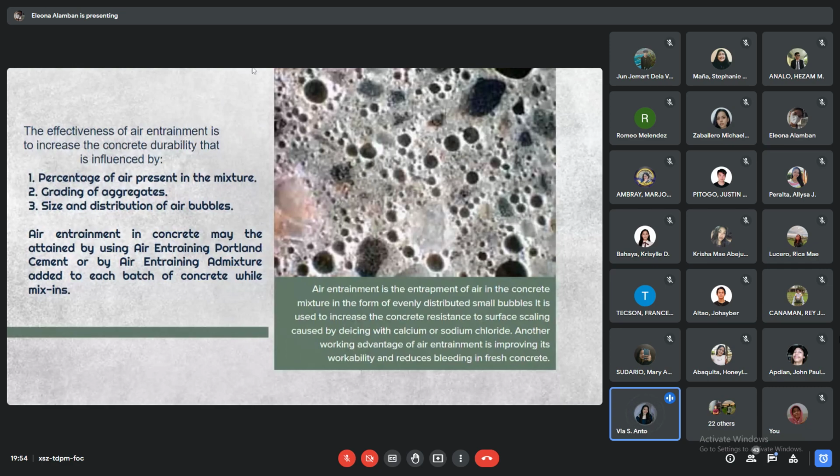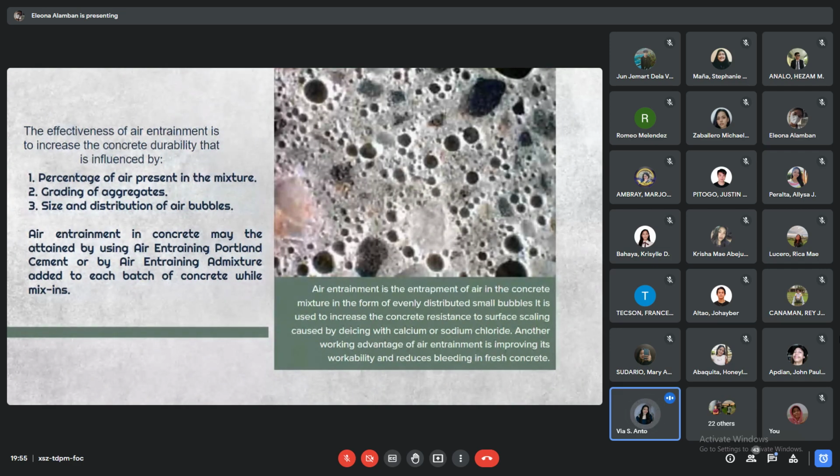So here, air entrainment. So what is air entrainment? Air entrainment is the entrapment of air in concrete mixture in the form of evenly distributed small bubbles. It is used to increase the concrete resistance to surface scaling caused by deicing with calcium or sodium chloride. Another advantage of air entrainment is improving workability and reducing bleeding in fresh concrete.